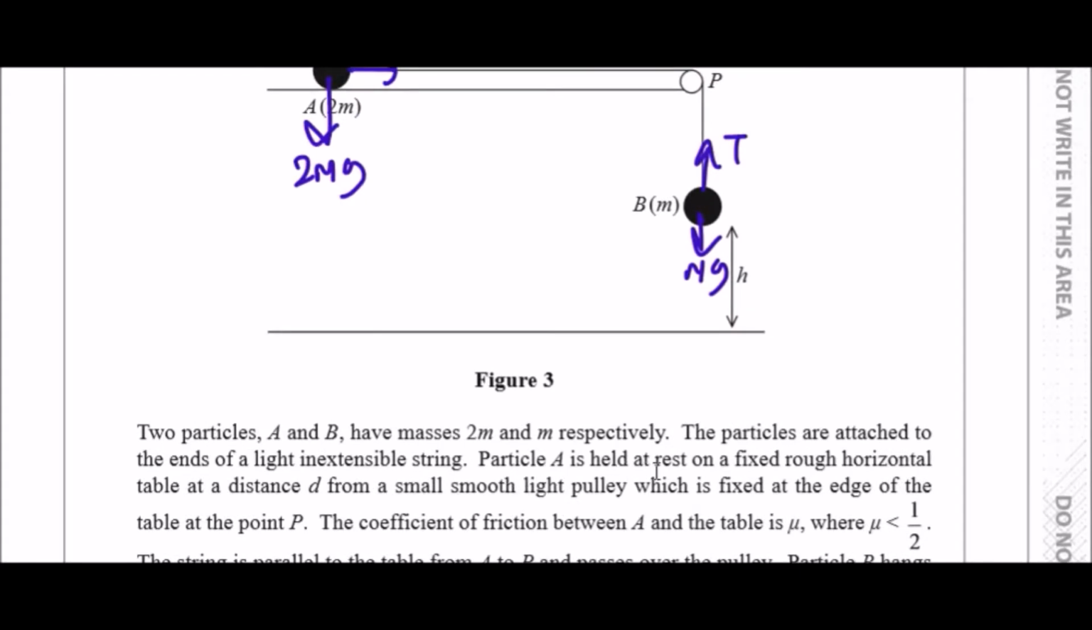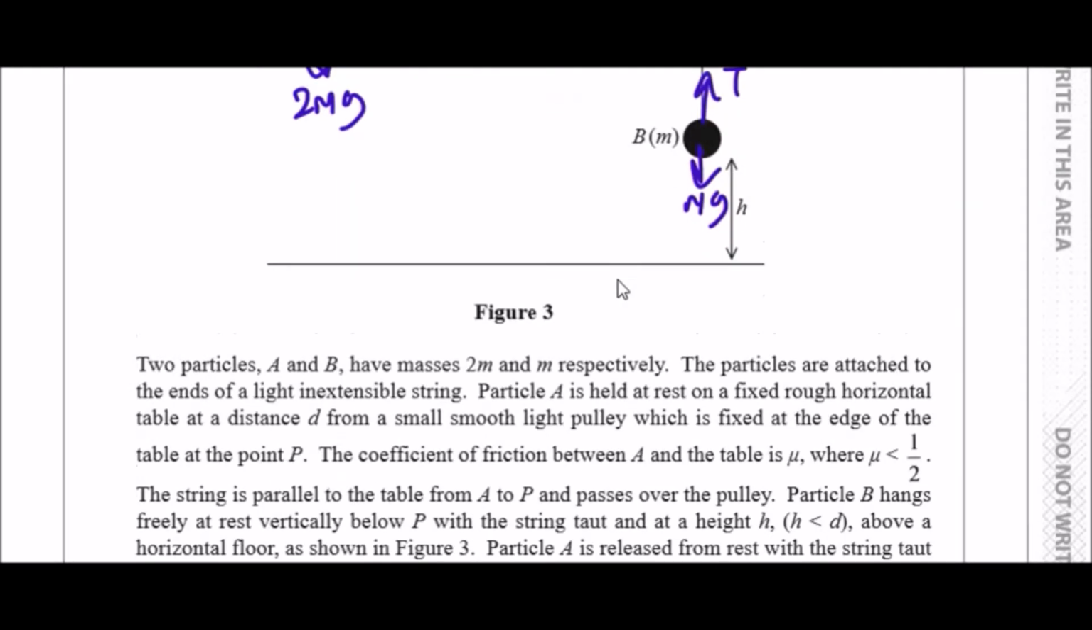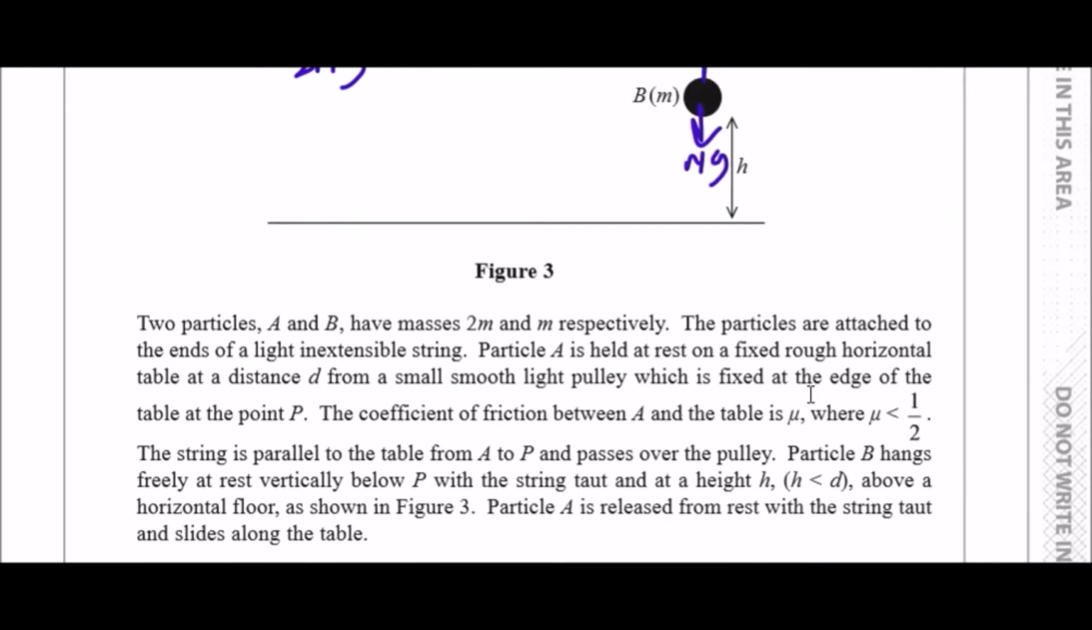Particle A is held at rest on a fixed rough horizontal table at a distance d from a smooth light pulley. So first things first, this is a rough table, so we have to assume that there's some frictional force coming off it. So we can call the force coming off F, but let's see which way it's going. Just by the shape of this, I'm going to assume that the particle B will drop, but let's keep reading first.